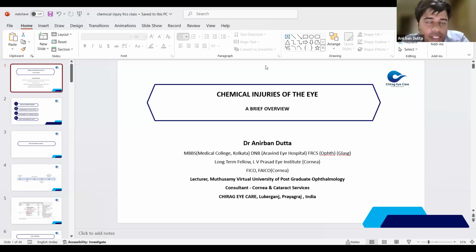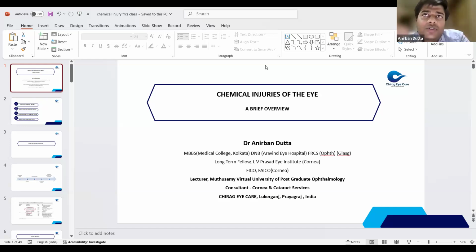Re-epithelialize the surface. The problem with continuing steroids for a longer duration is that it also retards the epithelium from healing quickly. So you use it intensively for the initial few days, and you should also keep in mind the grade of the injury. If it is a grade 1 or grade 2 injury, you can taper the steroids off in a much quicker fashion.